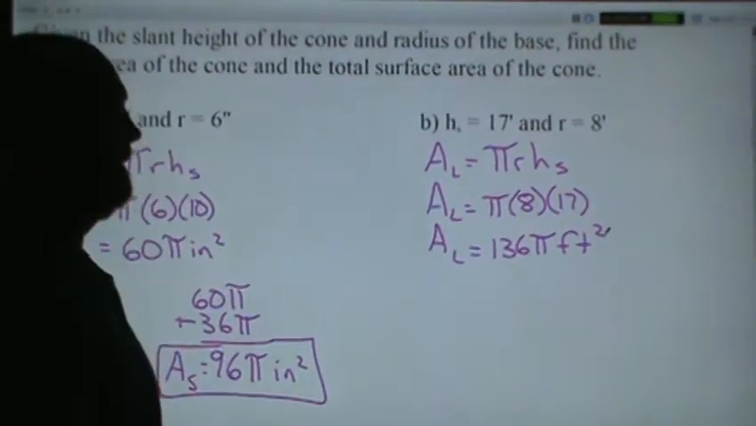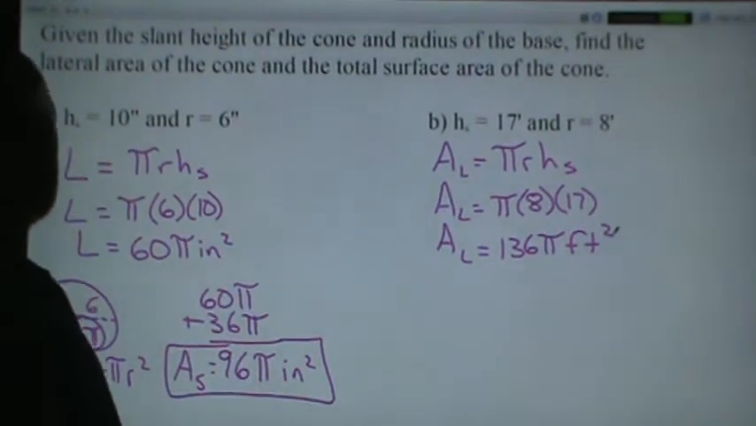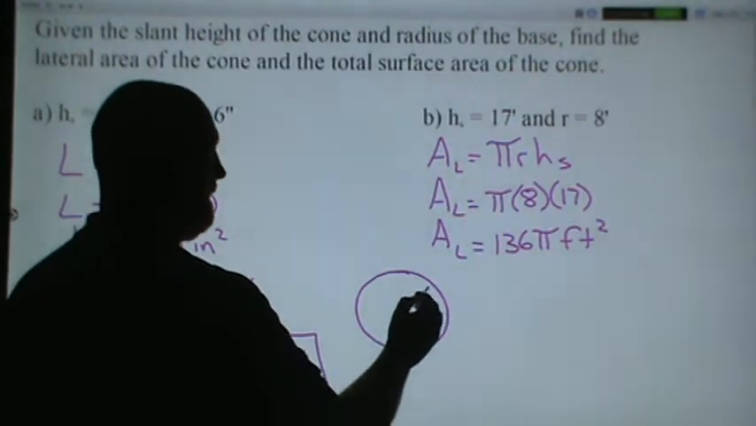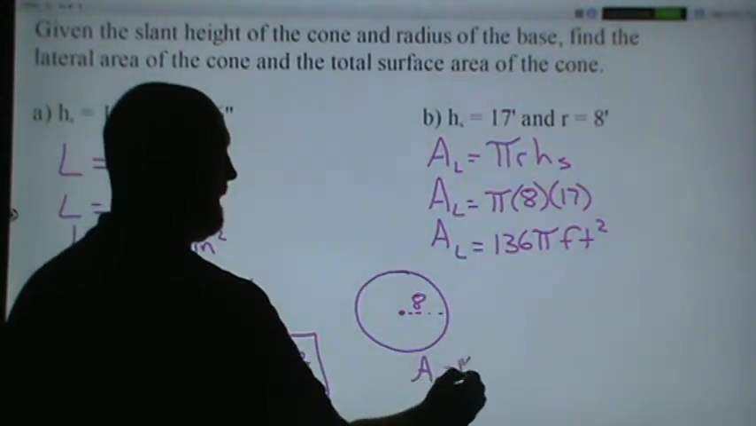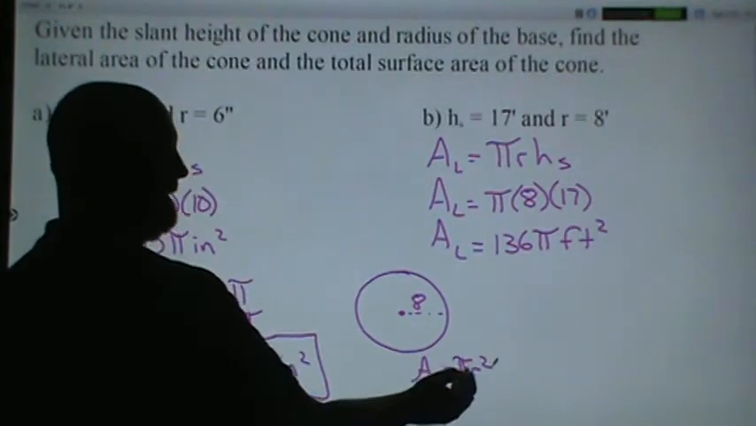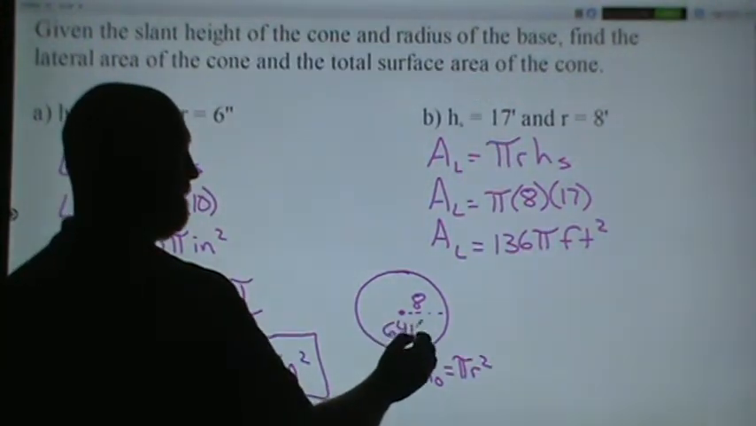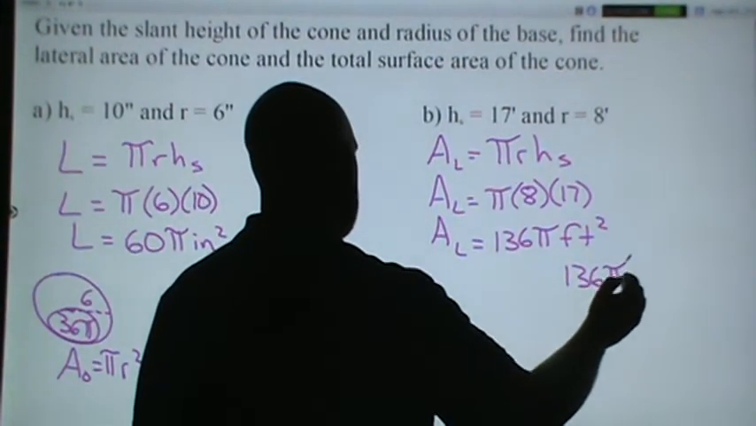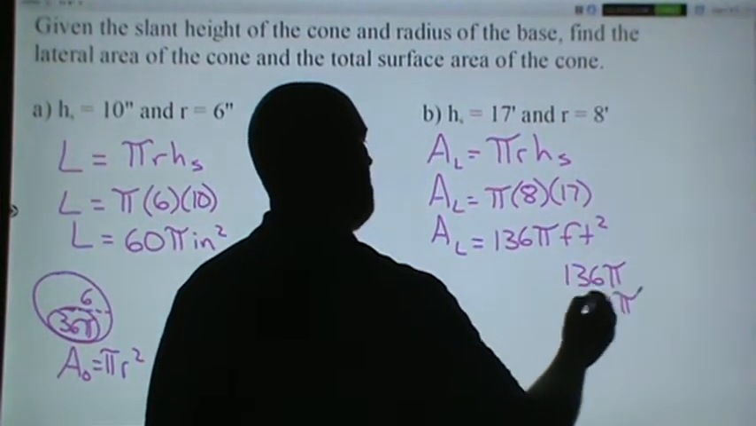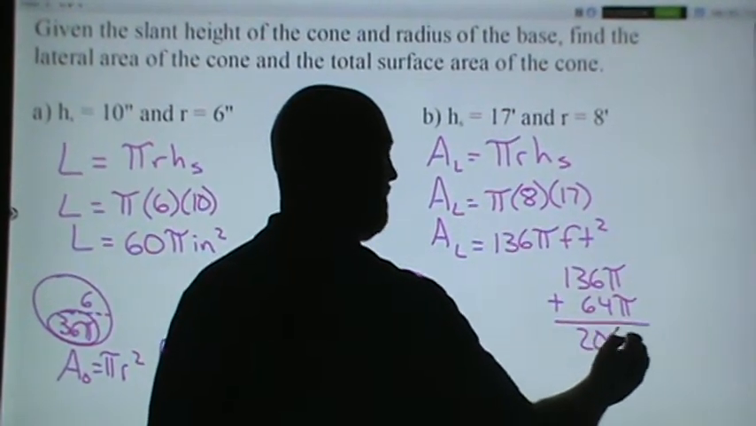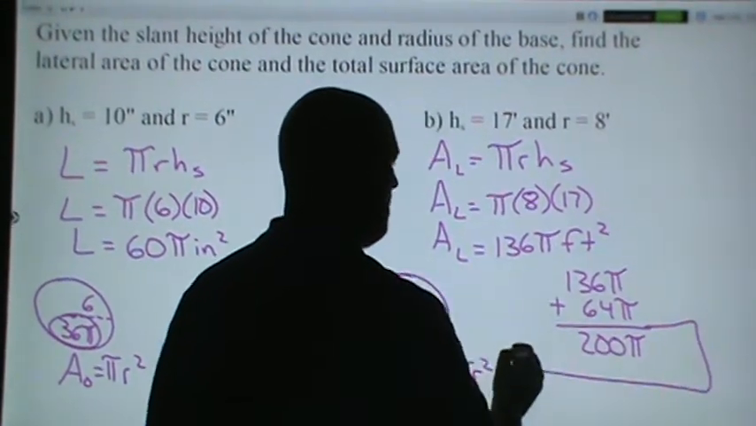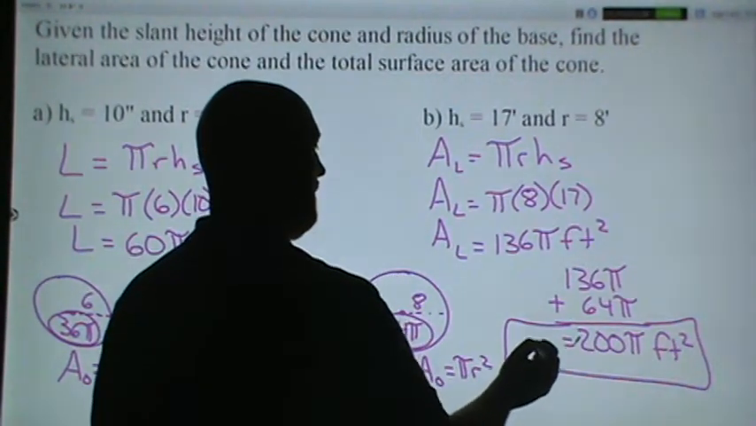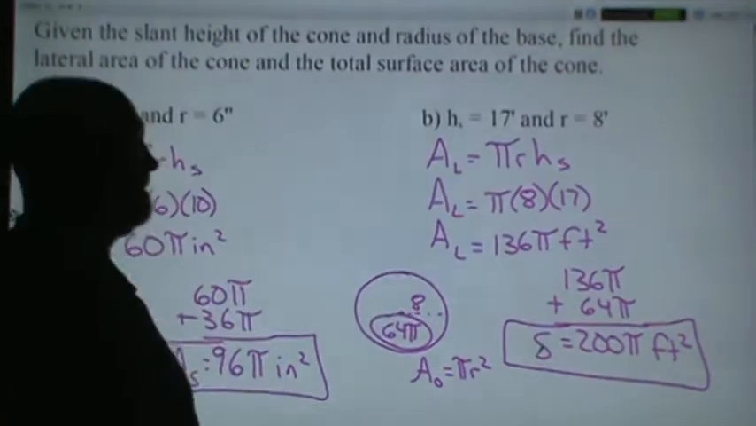squared. I still have to find the area of the base if I want the total surface area. So the base is a circle with a radius of 8. The area formula for a circle is equal to pi r squared. So pi times 8 squared is 64 pi. To get the total surface area, I add 136 pi to 64 pi. I add those together, I get 200 pi. My unit has to be squared, in this case feet, so we're going to feet squared, and this is a surface area, so I could write that as a capital S.